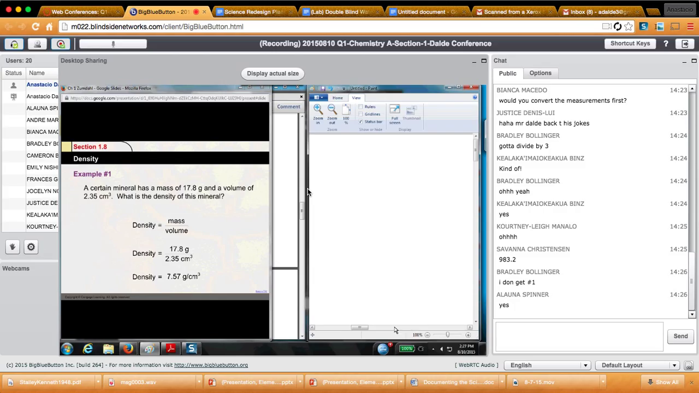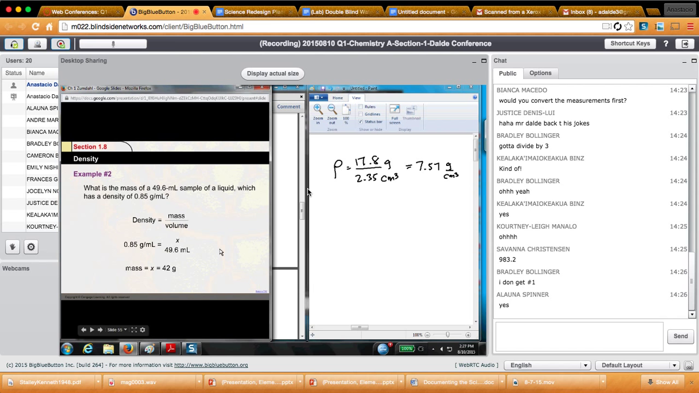A certain mineral has a mass of 17.8 grams and a volume of 2.35 centimeters cubed. What is the density? All right, density is mass over volume. The mass is 17.8 divided by 2.35. This is grams per centimeter cubed. You just plug it into your calculator: 7.57 grams per centimeter cubed. Done. That was easy.